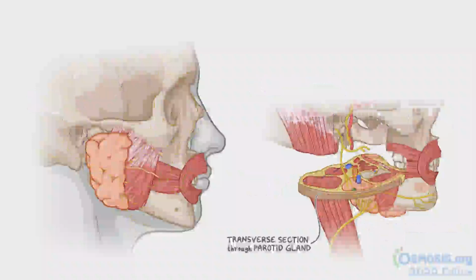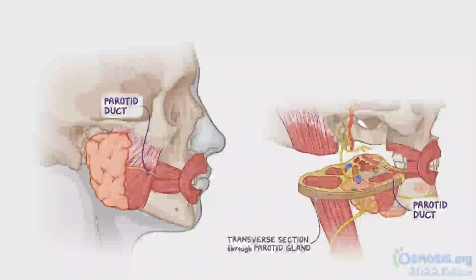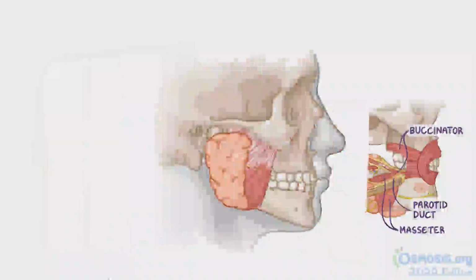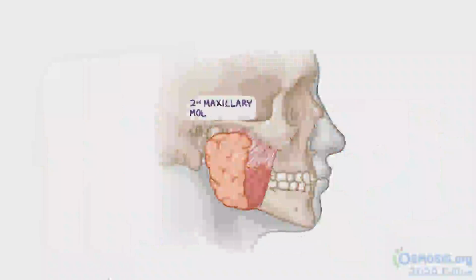Another important structure associated with the parotid gland is the parotid duct, which is how the saliva produced in the parotid gland gets transported to the oral cavity. The duct passes horizontally along the parotid gland, where it reaches the anterior border of the masseter and turns medially to pierce the buccinator muscle, entering the oral cavity opposite the second maxillary molar where it releases saliva.